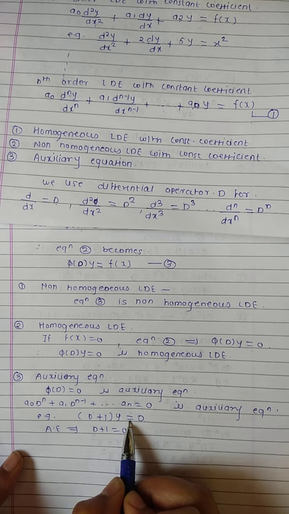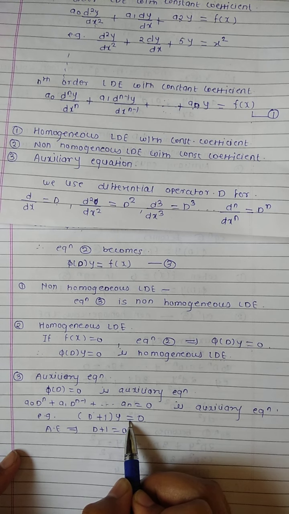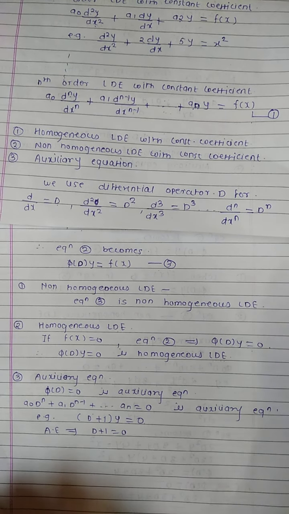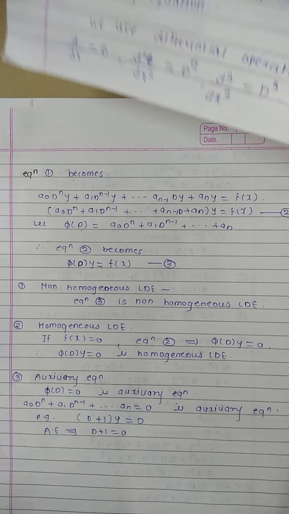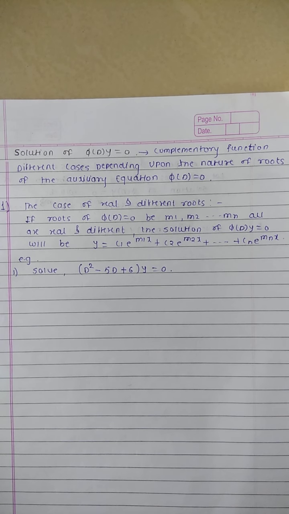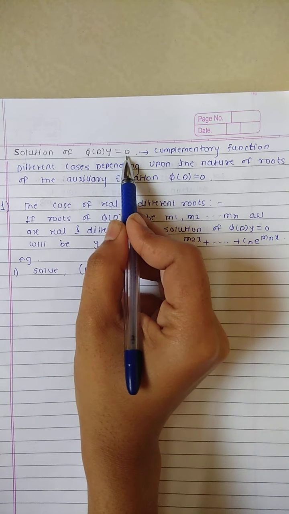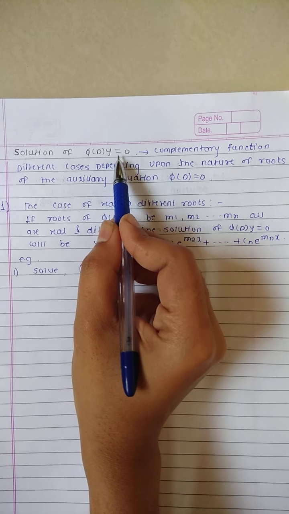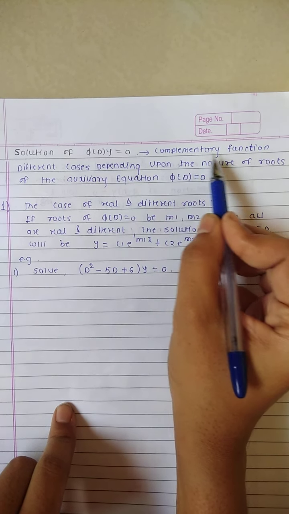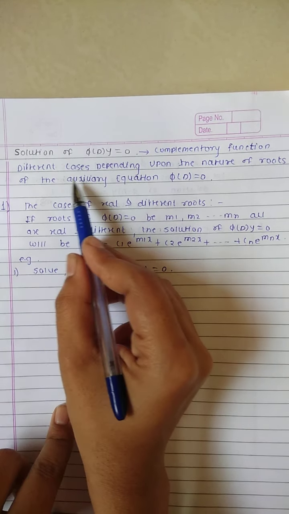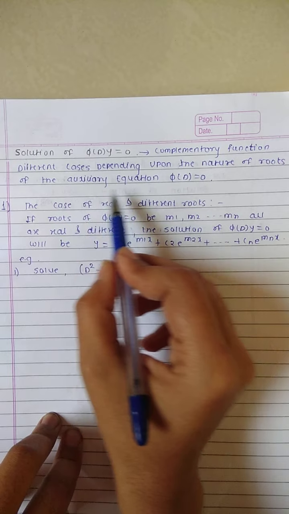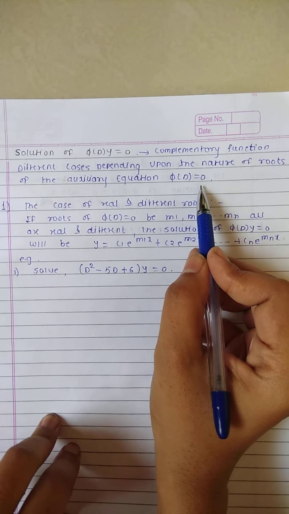Now we discuss the solution of equation phi of D y is equal to 0. Let's see the solution of phi of D y is equal to 0. Here the solution of phi of D y is equal to 0 is called the complementary function. There are different cases, and those cases depend on the nature of the roots of the auxiliary equation phi of D is equal to 0.